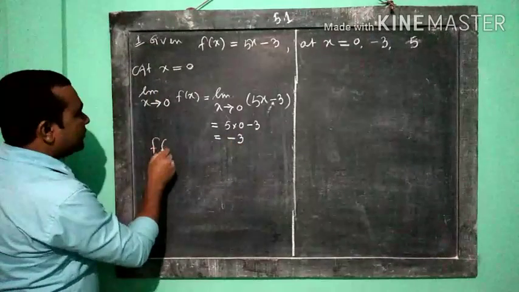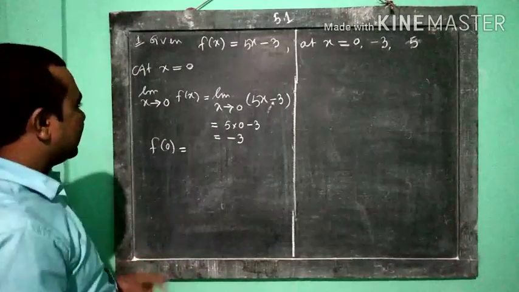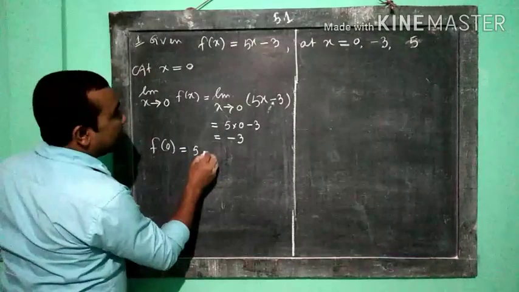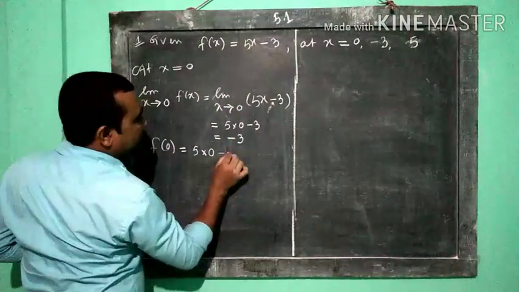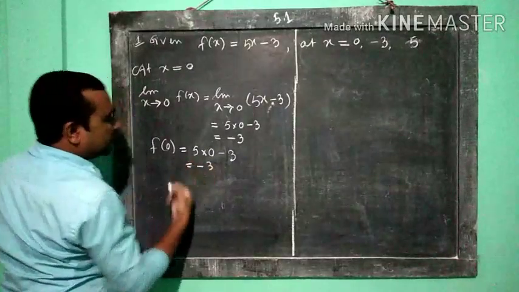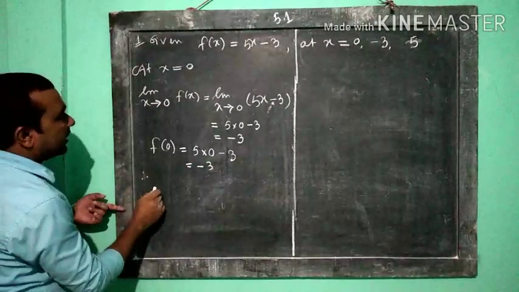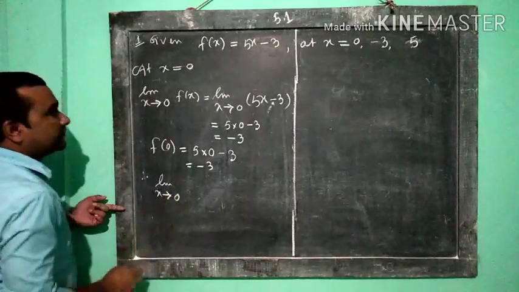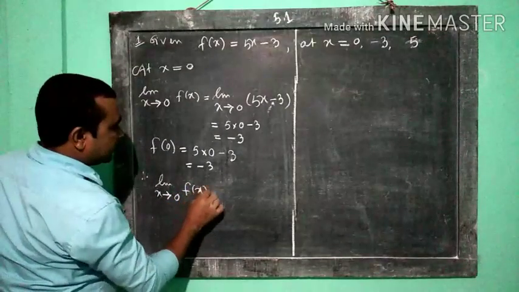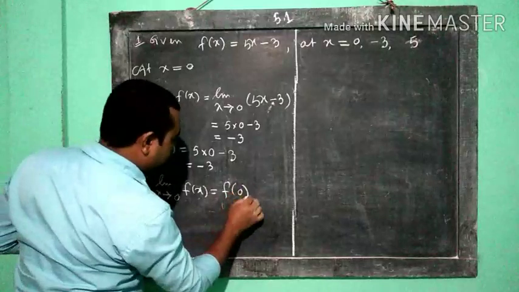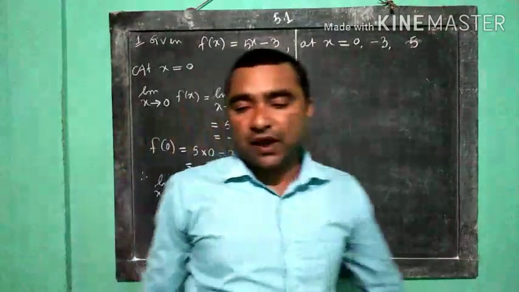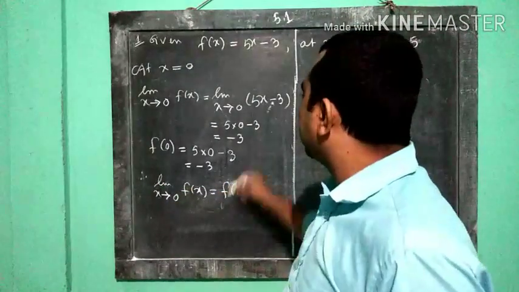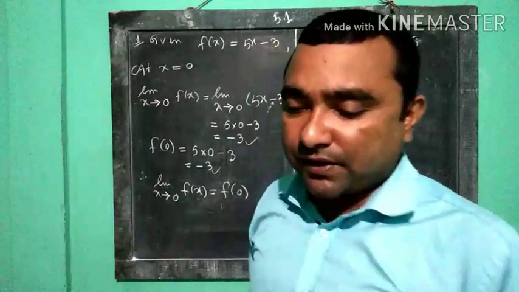And f(0) equal to what? Here x is replaced by 0. Then f(0) equals 5 into 0 minus 3, which is equal to -3. Therefore we have the limit as x tends to 0 of f(x) equal to f(0). The value is the same, -3 and -3.